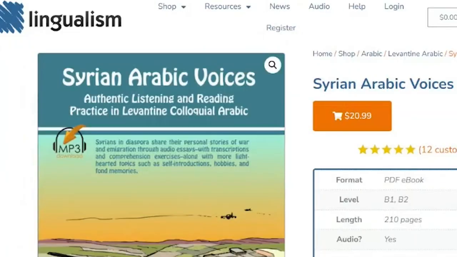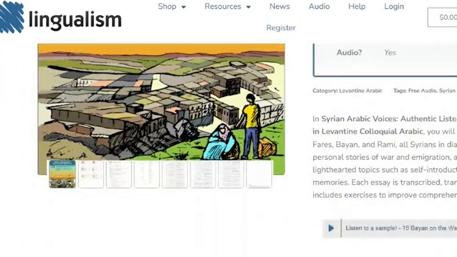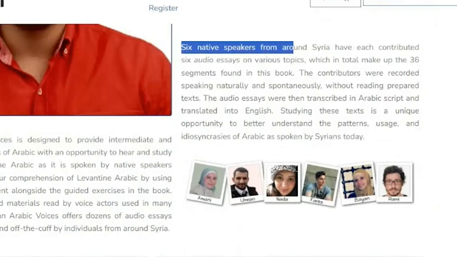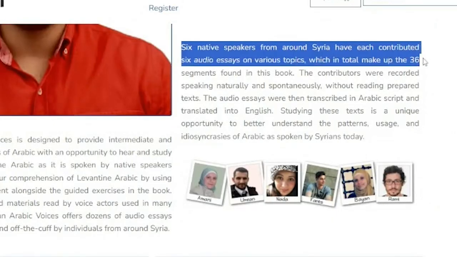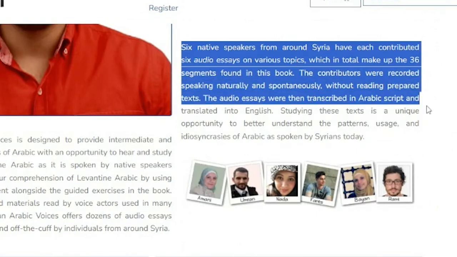But probably my favorite textbook from them is Syrian Arabic Voices, aimed at the B1 to B2 learner range, where you really get to hear the experiences and hear how native speakers really speak and describe their cultural aspects and how especially they are adapting to life after the war in Syria.